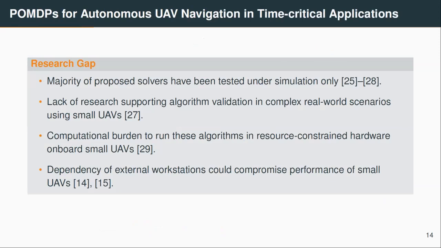In general, on the use of POMDPs for autonomous UAV navigation in time-critical applications, I found the following research gaps. First, the majority of proposed solvers that I have found have been tested in simulation conditions only. There is also a lack of research supporting algorithm validation in complex real-world scenarios using small UAVs. That means that normally authors simplify the conditions of their experiments, such as using trivial objects or navigating in mostly open areas or areas without any obstacles.